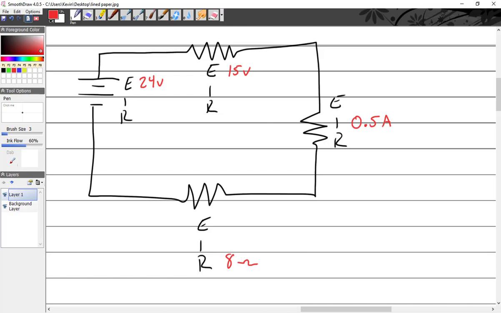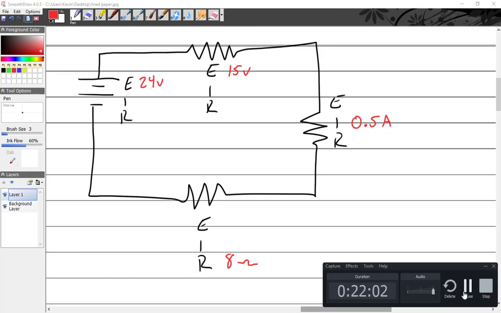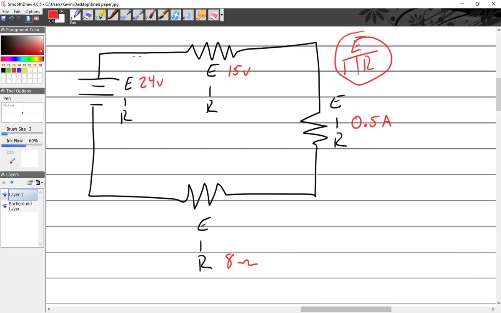So we'll pause while you do that. There we go. So we got E, I, and R right there. All right, so what's the first thing I can figure out here? Current, right here. The current is what? What's the rule for that? Same everywhere, so that's a gimme. 0.5 amps, 0.5 amps, 0.5 amps, all the way through.